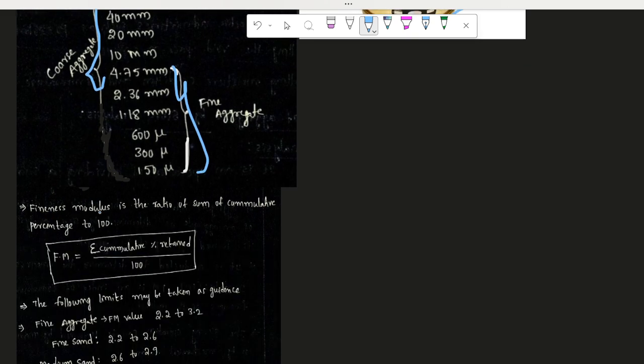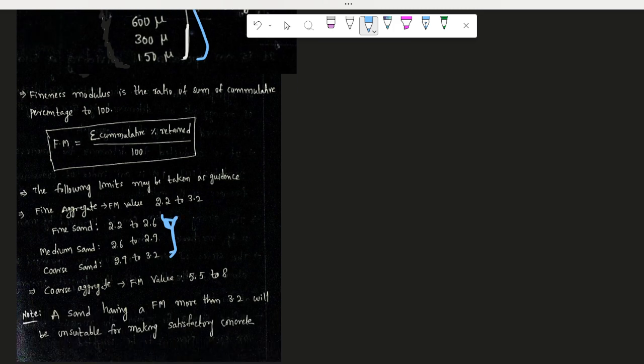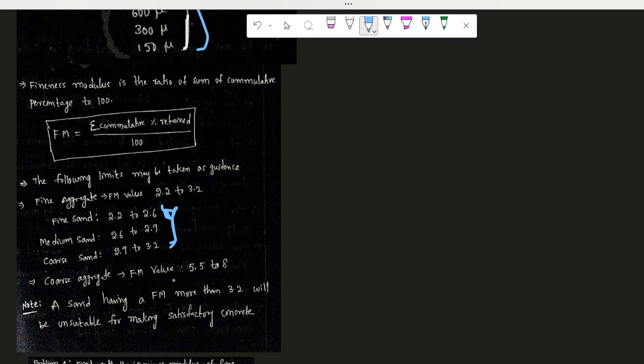Next, the fineness modulus is the ratio of the sum of the cumulative percentage retained to 100. That means fineness modulus equals the sum of cumulative percentage retained divided by 100. The following limits may be taken: fine sand 2.2 to 2.6, medium sand 2.6 to 2.9, coarse sand 2.9 to 3.2. These are the limits between fine sand and coarse sand. For coarse aggregate, the fineness modulus value is 5.5 to 8.